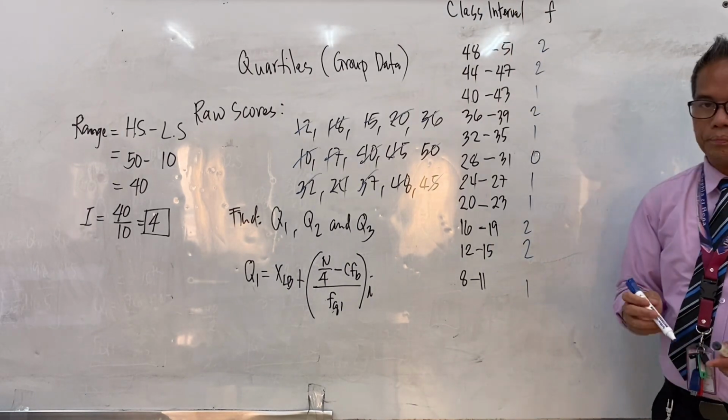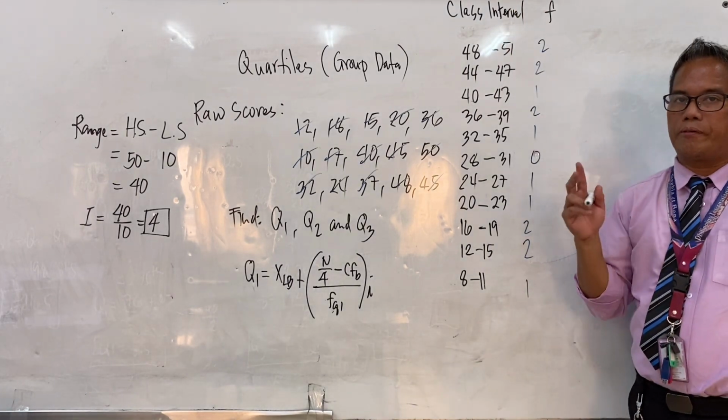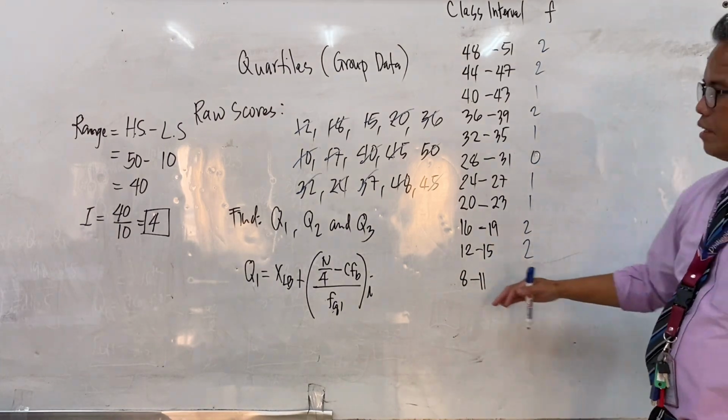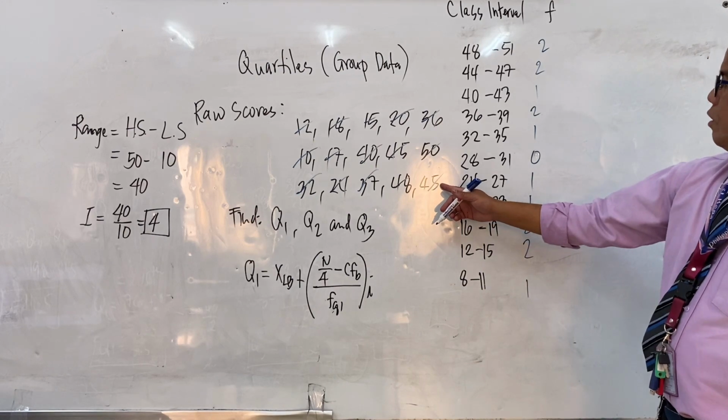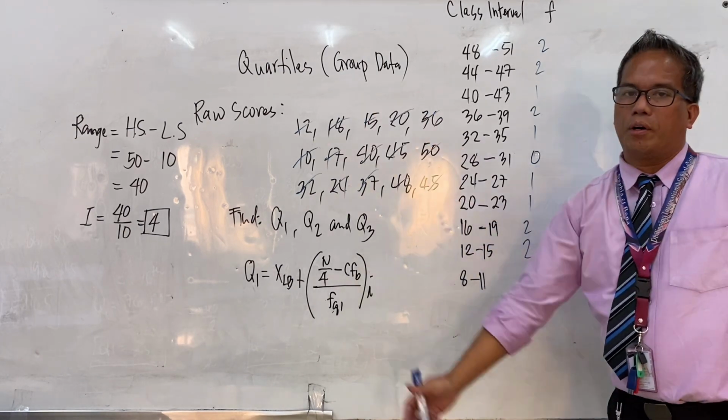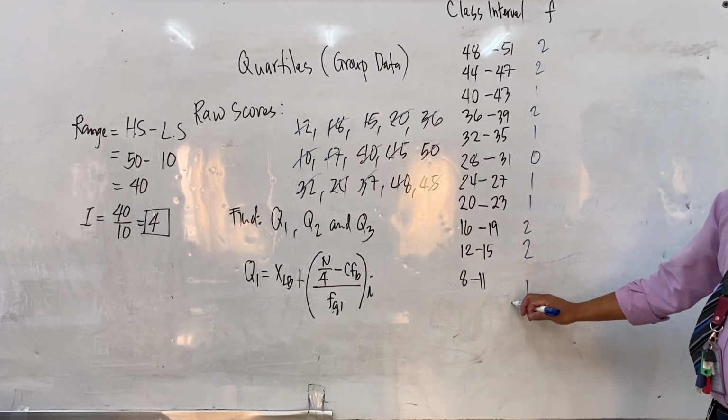Now you are going to check if the frequency is correct, because the total frequency is equal to 15, the number of scores. So let's check.